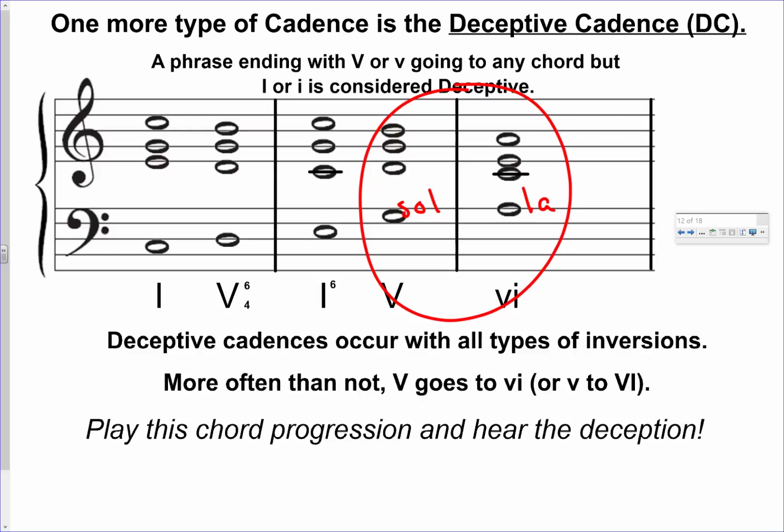And that is our Deceptive Cadence. Deceptive cadences, you should note, occur with all types of inversions. More often than not, the 5 will go to the 6 for major and minor. So I'll play it one more time and you can hear the deception of the Deceptive Cadence. And let's move on.